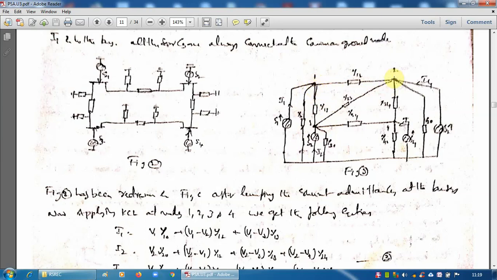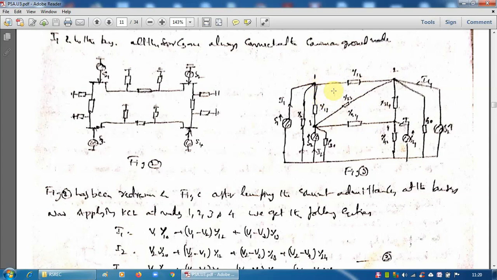Similarly, Y22 is nothing but the sum of Y12 plus Y23 plus Y24 plus Y20. At bus 2, four admittances are there, so the sum of these four equals Y22. Like that Y33 and Y44 also. This is about the diagonal elements. Next, the off diagonal elements, Y12, Y13, and so on.